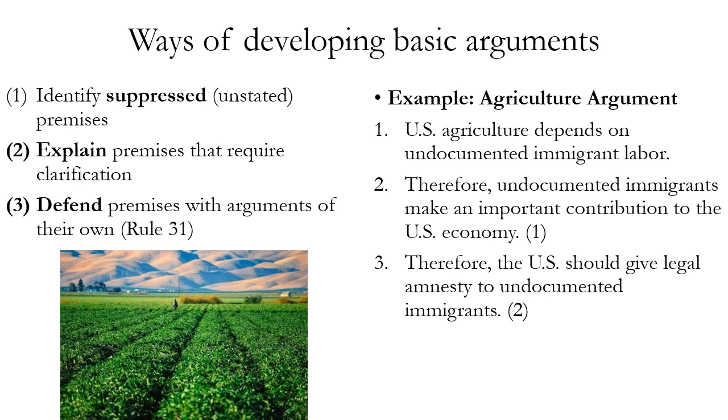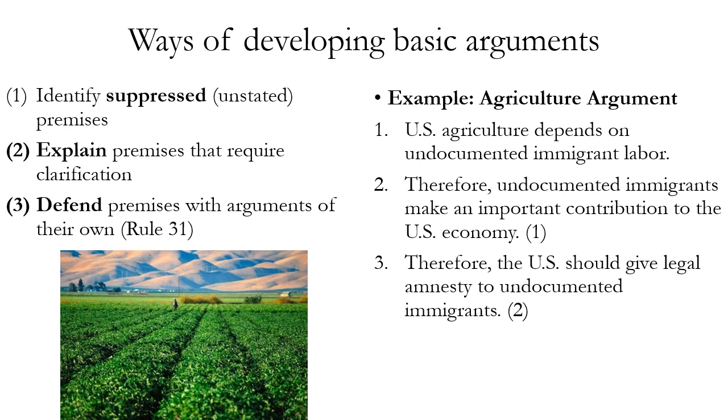So an example is the agriculture argument. It's actually invalid as stated. To make it valid, though, we could add a couple premises that are not stated. We'll get back to that in a second. A second way of developing the basic argument is to explain premises that require clarification. So this could be different types of background information you need to understand what the premise is about, or it could include definitions.